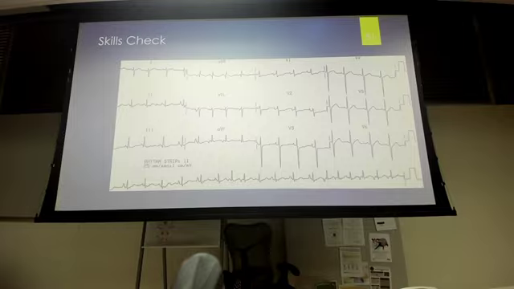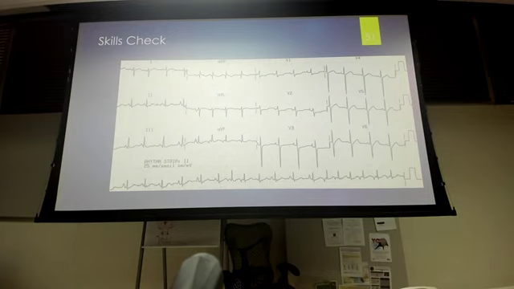Most common cardiac arrhythmia in the world? AFib. What is it that has 3 different P waves? What is it? Multifocal atrial tachycardia. Look at these P waves. These P waves are crazy.